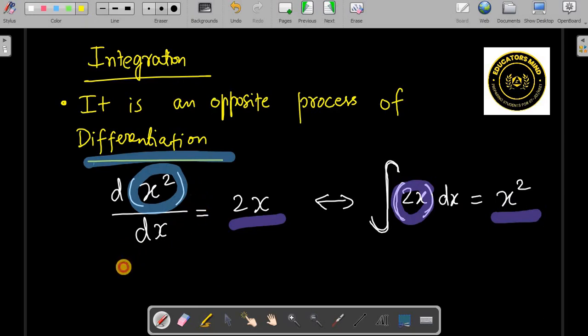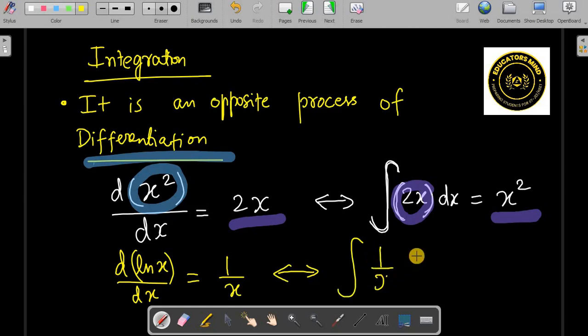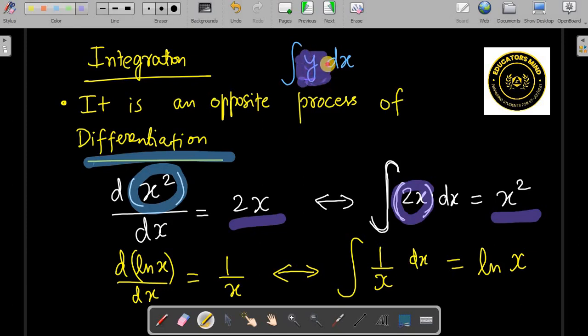Similarly, if I differentiate ln x with respect to x, the differentiation is 1 by x. So just the opposite of this will be integration. Integration of 1 by x dx will give us ln x. Okay. So this is what integration is. Basically integration is written as integration of y dx. That means it is integration of y, which is the function here, with respect to x.